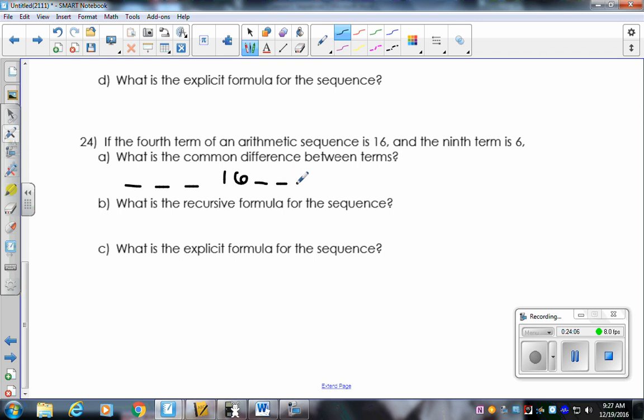The 9th number is 6. I'm asking you to find that common difference. One like this, you could probably very easily figure out in your noggin, but let's set up the steps to know how to do it in case you can't.